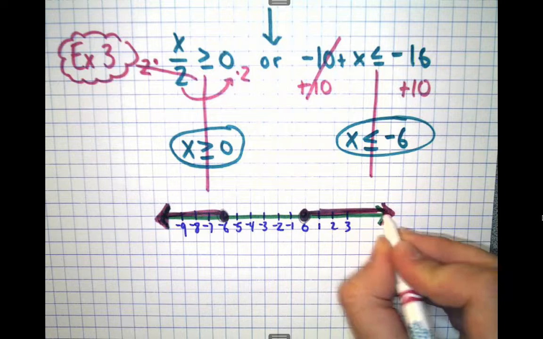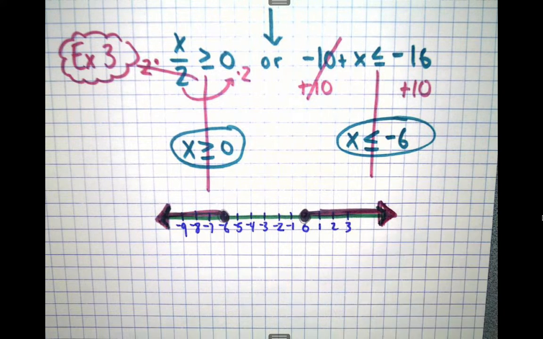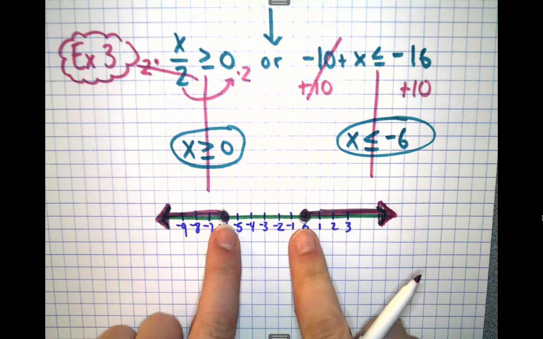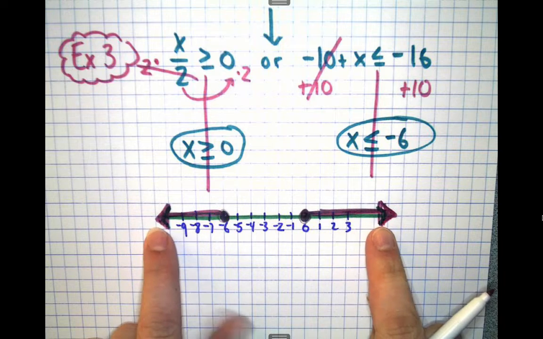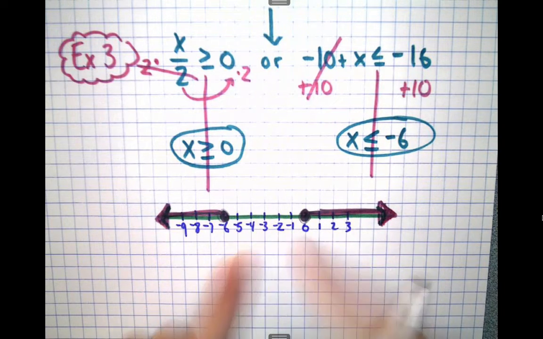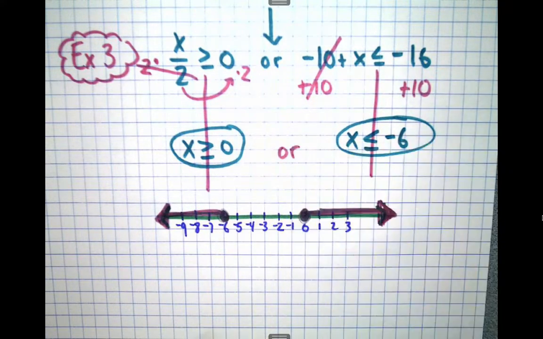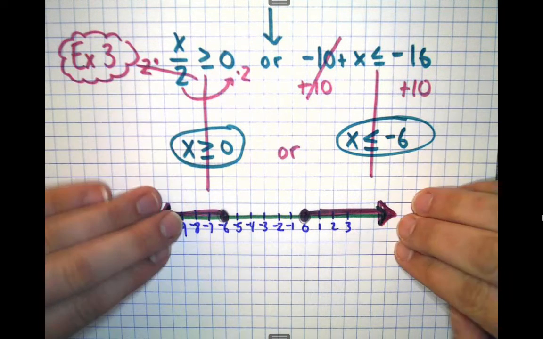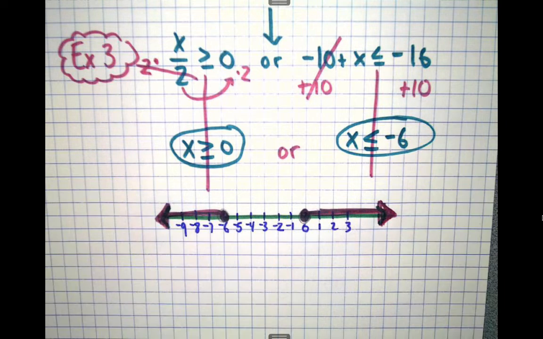Here's our solution. Check this out. Our number line is split. All of our answers are off to the left and right. The only thing that's not included is this middle piece. So I'm going to put a little "or" in the middle of here, and we are done. We have our solution. So this is called a compound inequality. Compound means we have kind of two solutions or two directions maybe on the number line. And this is what we call an OR problem.